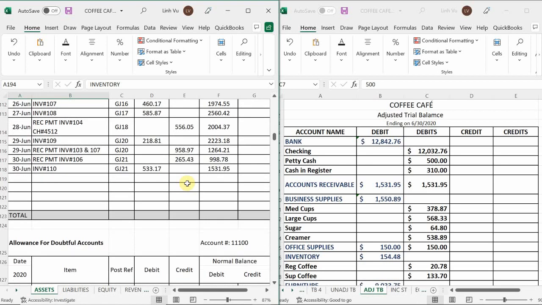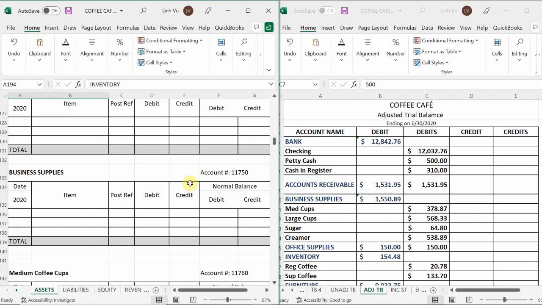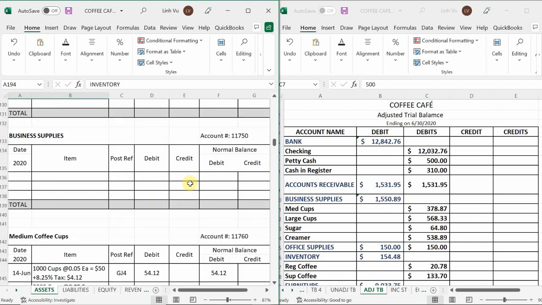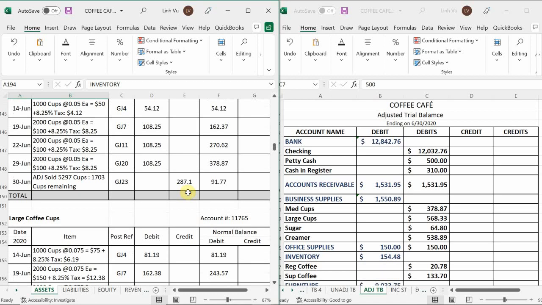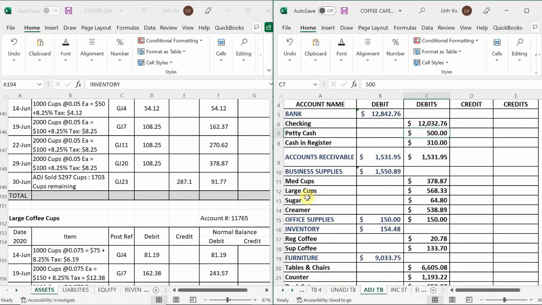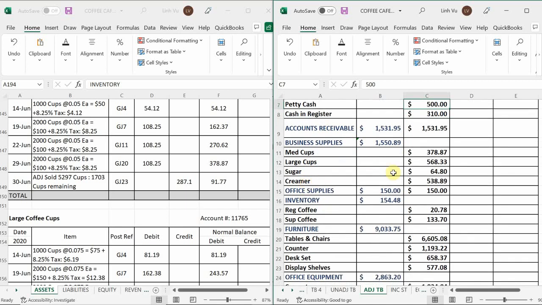My accounts receivable is still at 15.31, so that's okay. Let's see. I adjusted my business supplies. If you remember, that was one of our adjustments, that we had to calculate how much our cost of materials were. So my business supplies definitely has changed. Right now for my medium coffee cups, I only have $91.77 left.